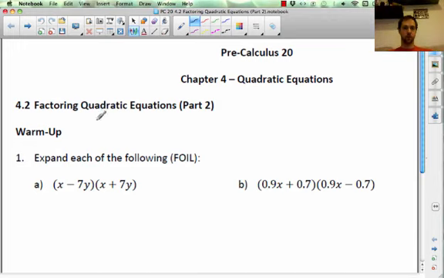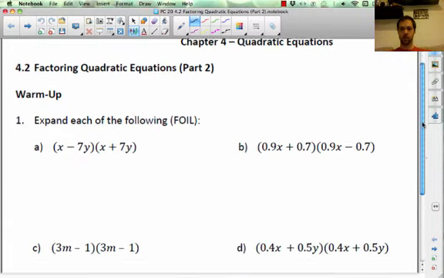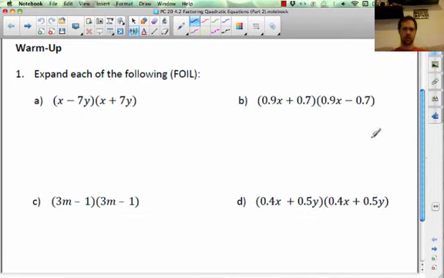Welcome to 4.2 part 2. We're still factoring quadratics, so let's pound through this warm-up quickly. And this isn't going to take us too terribly long today.